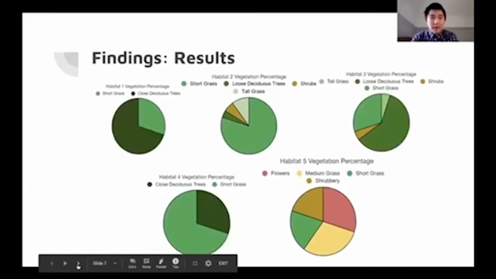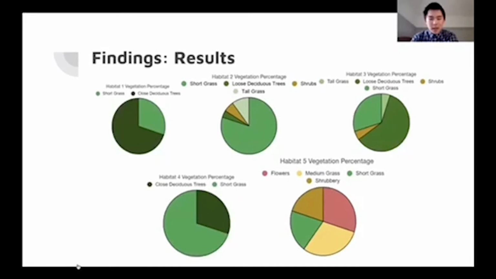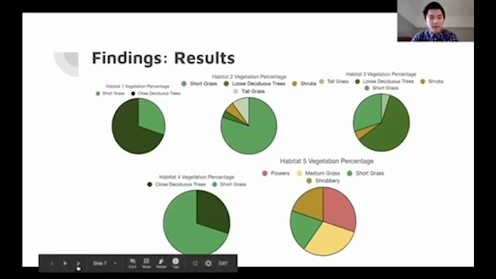So here were our findings. After we analyzed the data, we drew up pie charts for each site. Each habitat was ranked based on the percentage increase of mosquitoes in the area. So Habitat 1 had the greatest percentage of increase, and Habitat 5 had the smallest.